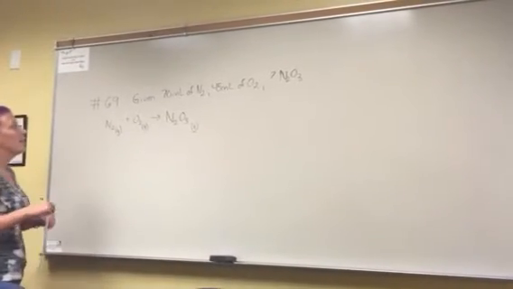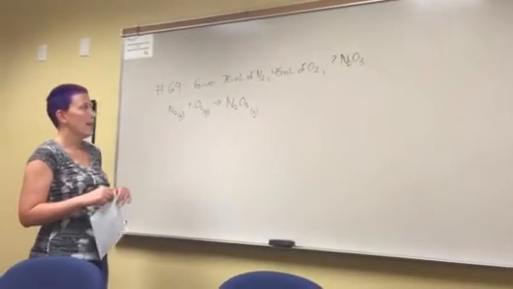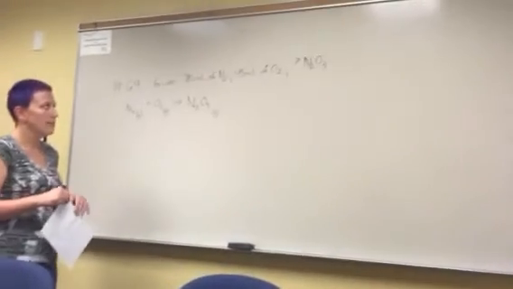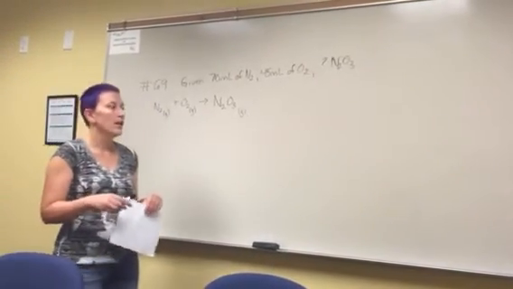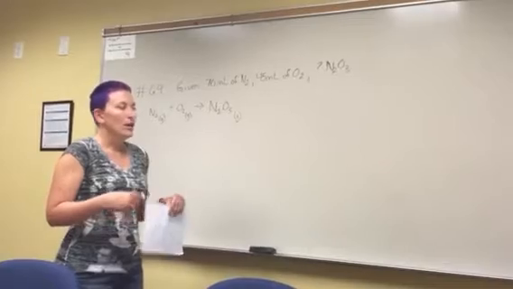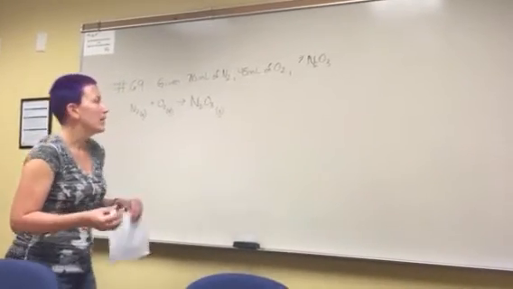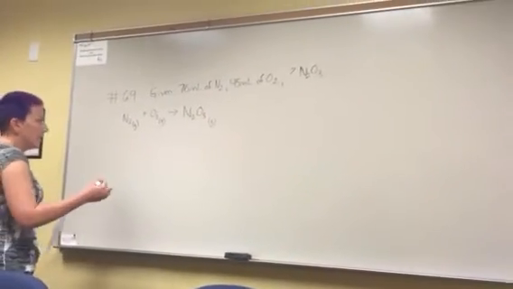Here's my problem. Problem number 69: you're given 70 milliliters of nitrogen gas and 45 milliliters of oxygen gas, and you're trying to figure out how much nitrogen oxide is produced. So there's my problem.